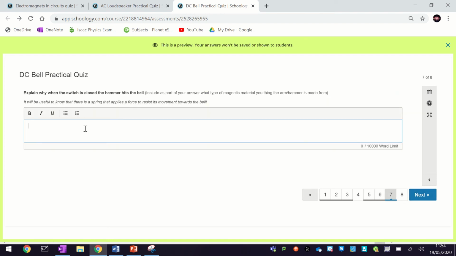Okay, so this one we're going to dig into quite a bit because there were some sections missing in our explanations here. So I'm going to show you what mine looks like. We're going to explain why, when the switch is closed, the hammer hits the bell.